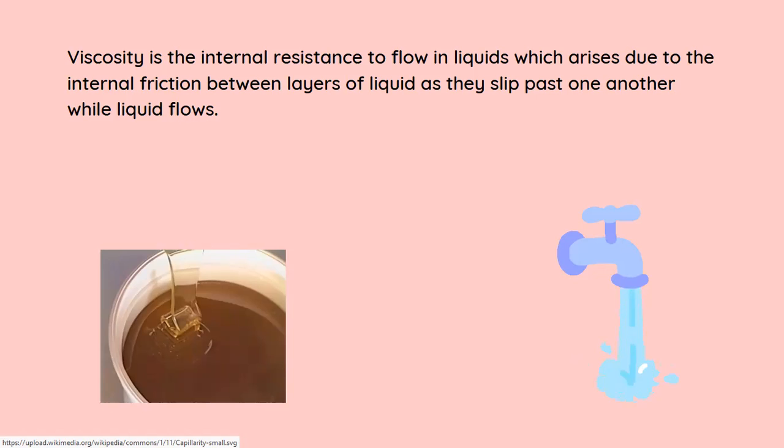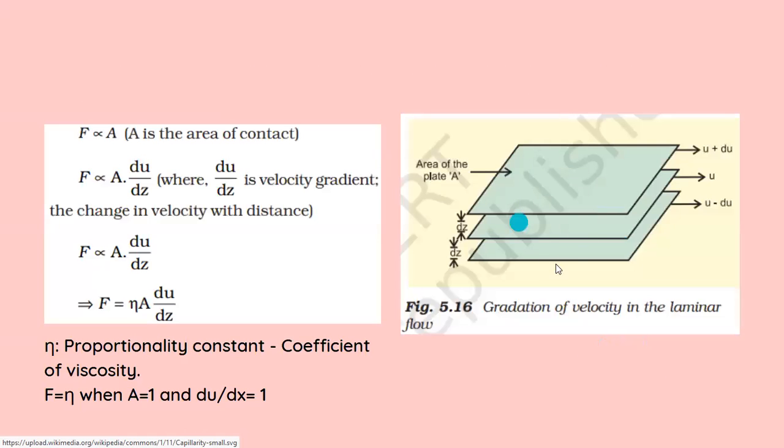So there is some difference in terms of how they flow, right? Like honey, for example, flows much slower than water does. So this internal resistance to the flow in liquids is due to viscosity. This arises because of the internal friction between the layers of the liquid as they slip past one another. It's assumed that a liquid has layers.